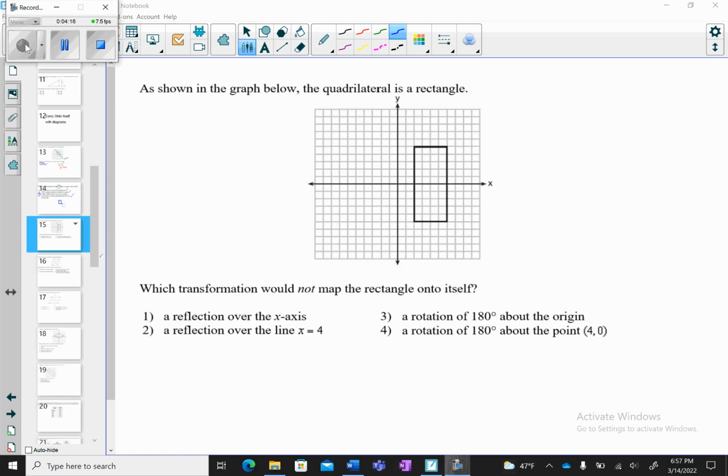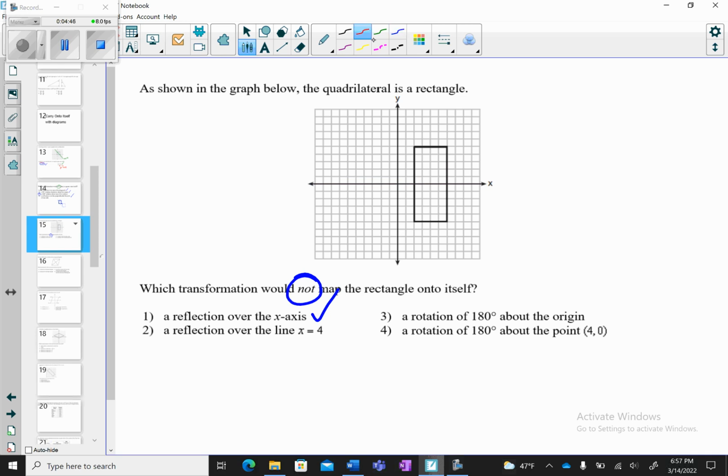Let's look at the next question. As shown in the graph below, the quadrilateral is a rectangle. Which transformation would not map the rectangle onto itself? Again, this is another not question, so we have to go through all the answer choices. Choice 1 says a reflection over the x-axis. So here's the x-axis. If I reflect it over itself, it lands onto itself. So we know that one works. It's cutting it in the middle.